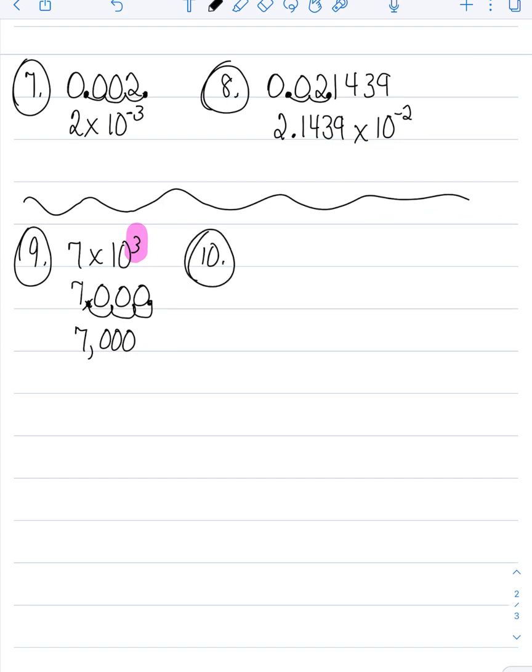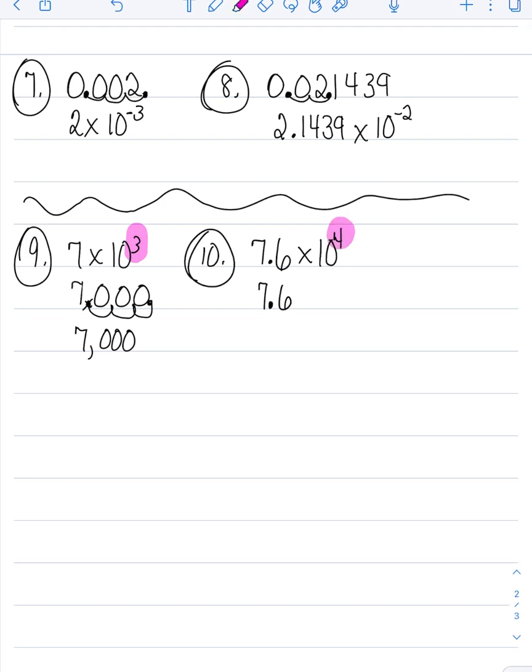Let's try some more. So let's look at number 10. We have 7.6 times 10 to the positive fourth power. So first, write your number in front of the times 10, so 7.6. I already see the decimal, so I don't have to put one in there.